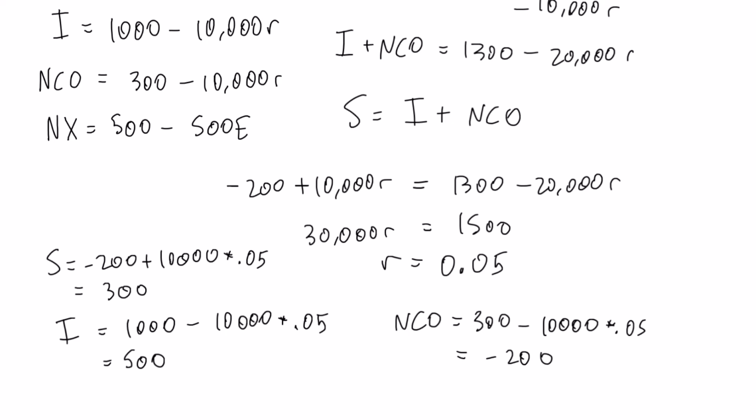Now we can check our work using this equation right here. S is 300, I plus NCO, 500 minus 200 is also 300, and so that should give us some confidence that we have done our math correctly. Before we do foreign currency exchange, let's go ahead and draw the graphs for loanable funds and net capital outflow.